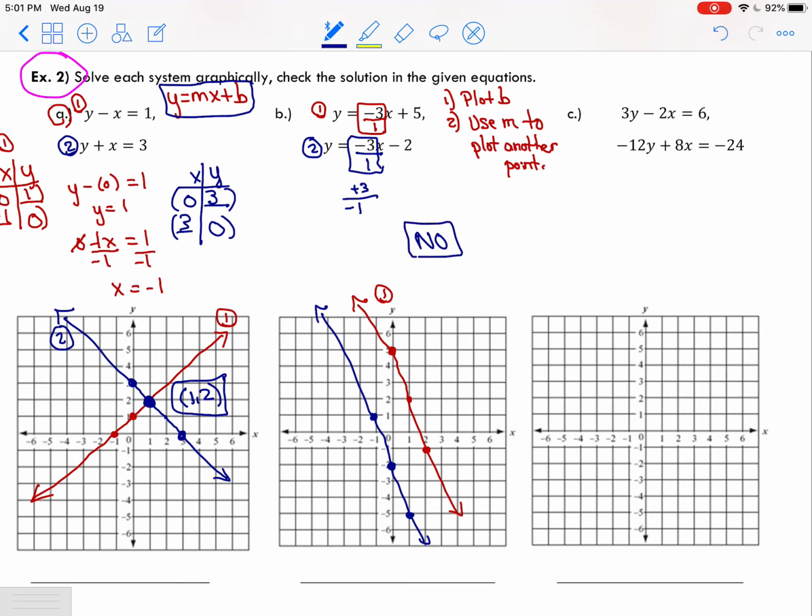So no solution is what we're coming up with here. We know the solution here we said was (1, 2) on A. There's no solution to parallel lines because they never cross.